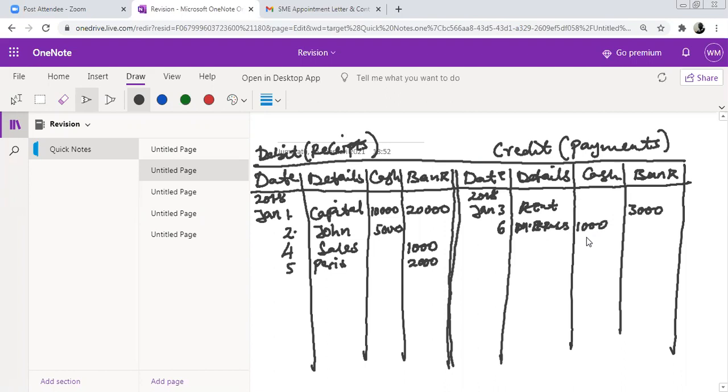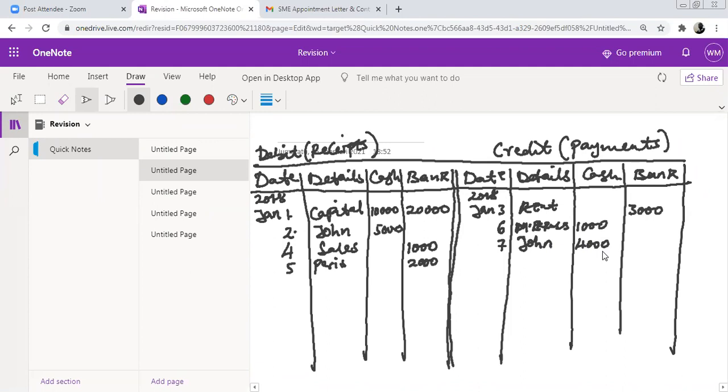Then on 7, we repaid John 4,000. Remember, we had borrowed 5,000 from John. Now we are paying John. So it's going to be recorded on the payment side. So this is on 7. We paid John, and we paid 4,000 by cash. So we put it on the cash column.